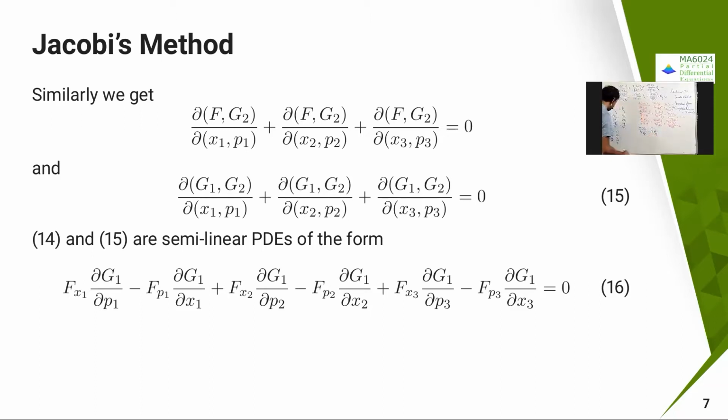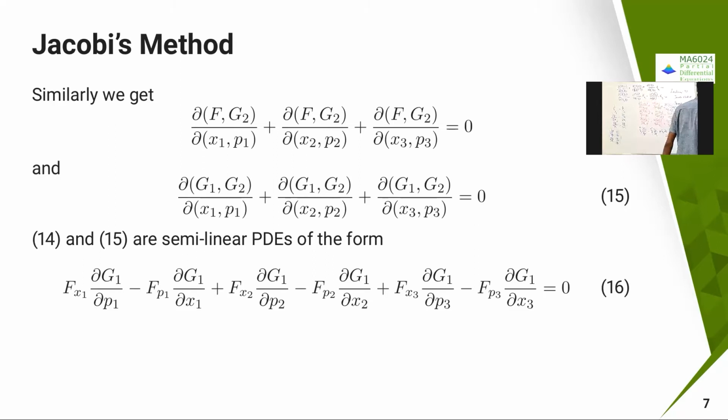This is the Jacobian definition. Similarly, this is going to become f_x2 into ∂g1/∂p2 minus f_p2 into ∂g1/∂x2. Similarly, f_x3 ∂g1/∂p3 minus f_p3 ∂g1/∂x3.